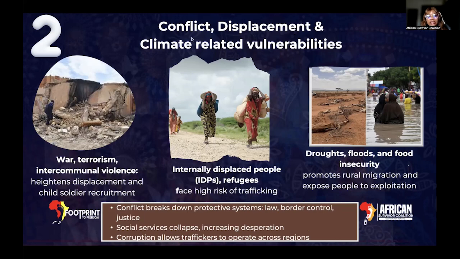And also, what about the systems? Conflict and displacement does not just hurt the people. It also breaks down institutions that are meant to protect them. For instance, if there is a case of war or terrorism, police and border officials most times become overwhelmed, and they can then become easily compromised, because even in the first place, most of these law enforcement agencies are underpaid. And so when they are underpaid in that way, they become easily compromised. It becomes easy for them to work with traffickers, because even some of them are dealing with poverty.